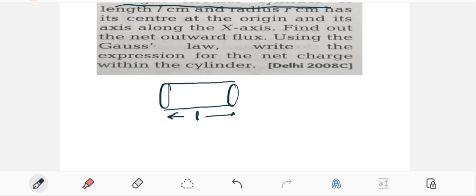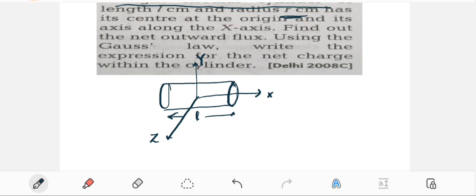Now, the radius of the cross section has been given, that is equal to r centimeter from its center at the origin and its axis along the x-axis. So it is axis along the x-axis. Now its center is at the origin. So this is the three-dimensional shape. This is the x-axis, this is the y-axis, and this is the z-axis.